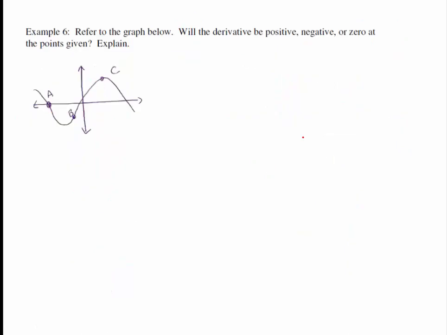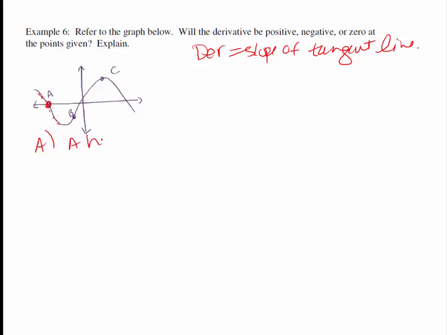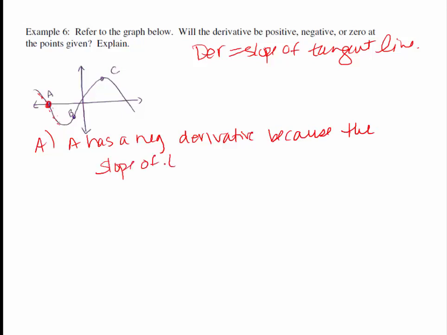All right, let's take a look at the next one here. This one's already giving you the graph at a couple different points, and they're just asking what the derivative is going to be, sign value wise. Remember that derivative means slope of tangent line. So let's look at part A. If you look at the point A here, and I were to estimate a slope of a tangent line, you know it's going to be going downward because the line itself is going downward. So we would say that A has a negative derivative, and this is because the slope of the tangent line is negative.